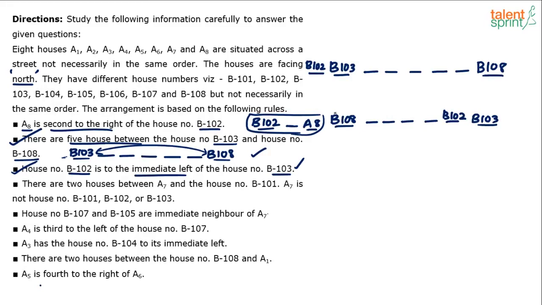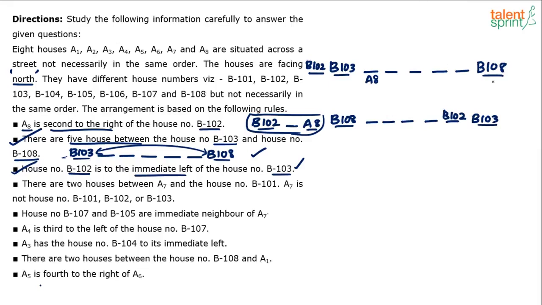Now I think since 102 has been fixed, we can also use the first point. First point included 102, right? B102, A8. That's what was given. A8 is second to the right of B102. So if I look at case number 1, B102, first and second, A8 should come here. All I'll do is write A8 under the line.